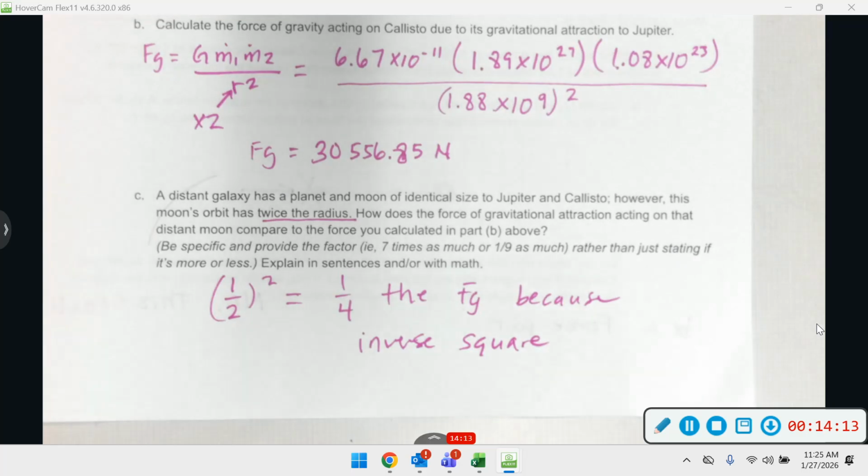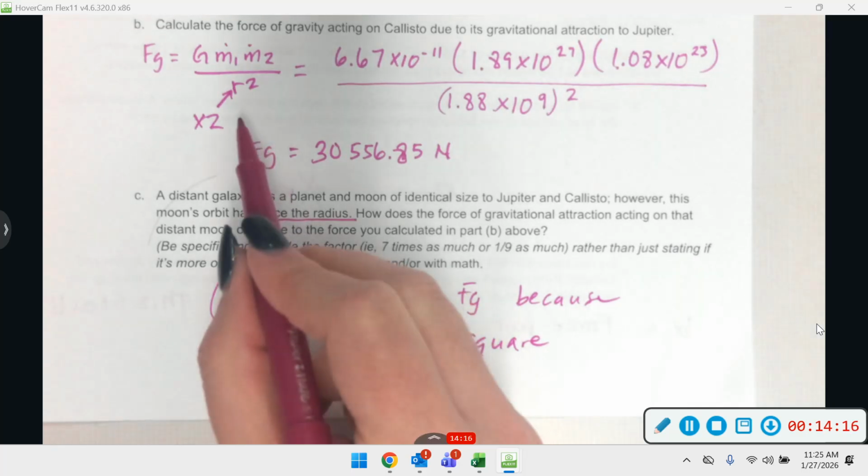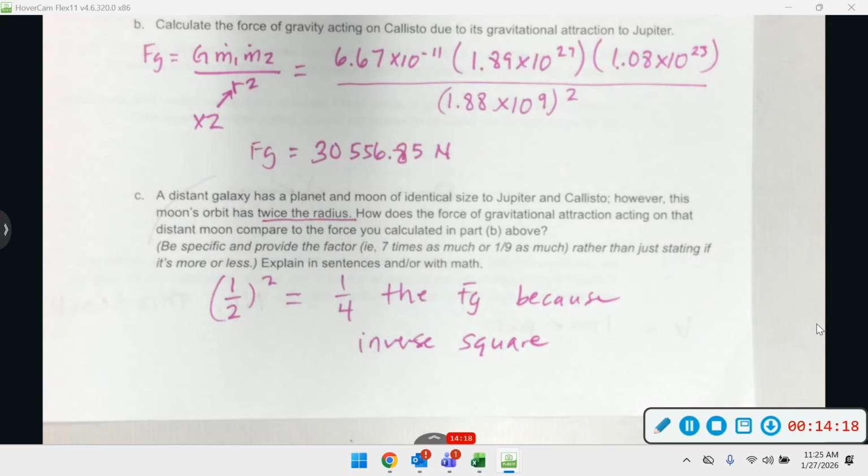Again, you can show your work or whatever. You can recalculate it by doubling the number you put down here. Just double it before you square it, and you'll end up, if you do that, with 1/4 the answer you had here.